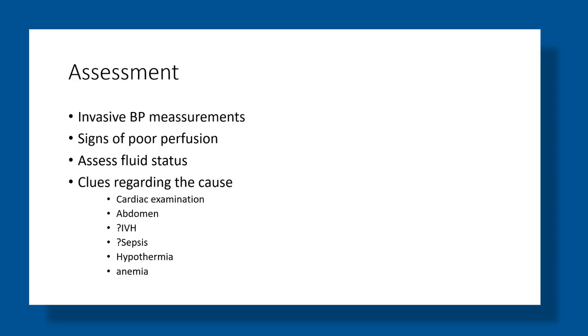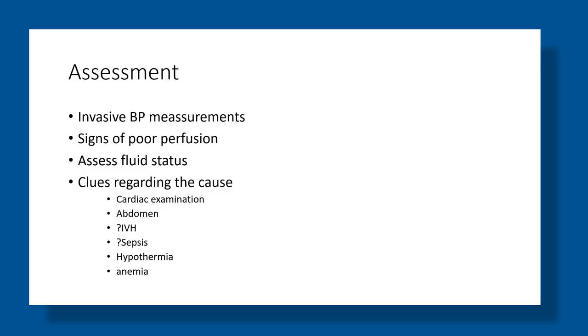You have to go and assess for signs of poor perfusion that we have already discussed before, assess the fluid status of the baby, and also look into the causes. The clues would be, you do a cardiac examination. Do you hear a murmur, bounding pulses? Do you see a significant pulse pressure, which could point towards a PDA? You examine the abdomen. Are there signs of necrotizing enterocolitis?